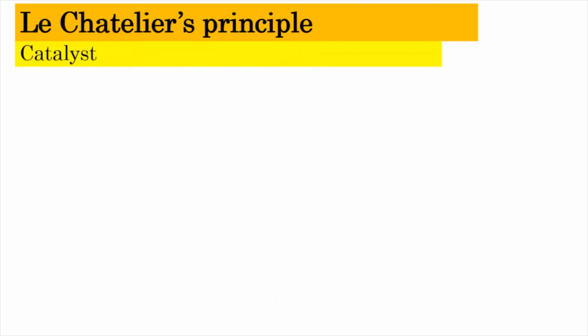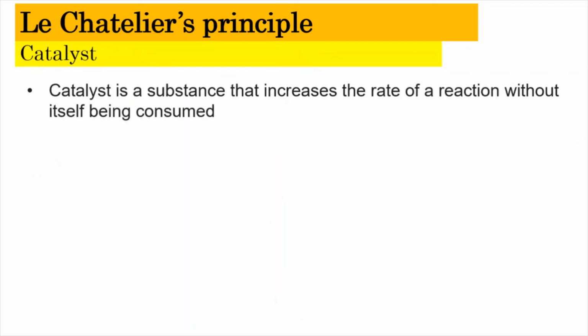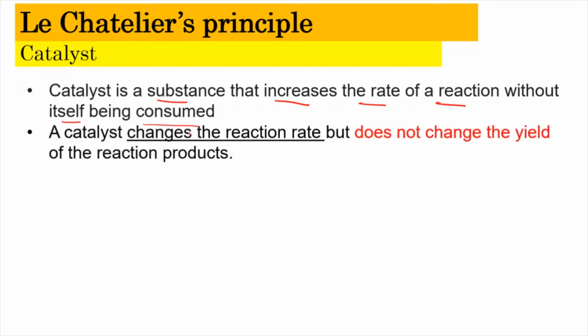Now we're going to look into the catalyst. So a catalyst is basically a substance that increases the rate of the reaction without itself being consumed. So a catalyst will change the reaction rate but does not change the yield of the reaction product.